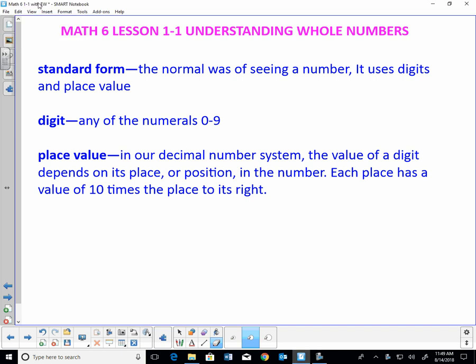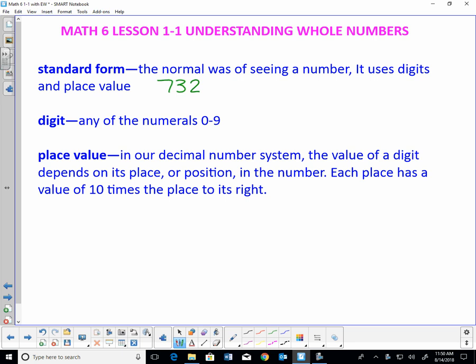This is Math 6, Lesson 1-1, Understanding Whole Numbers. Standard form is the normal way of seeing a number. It uses digits and place value. For example, 732 would be standard form. A digit is any of the numerals 0 through 9.